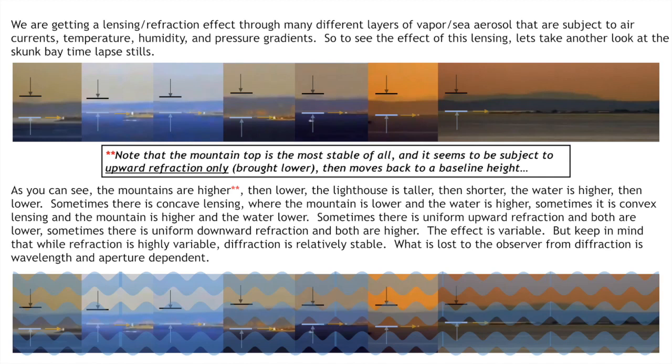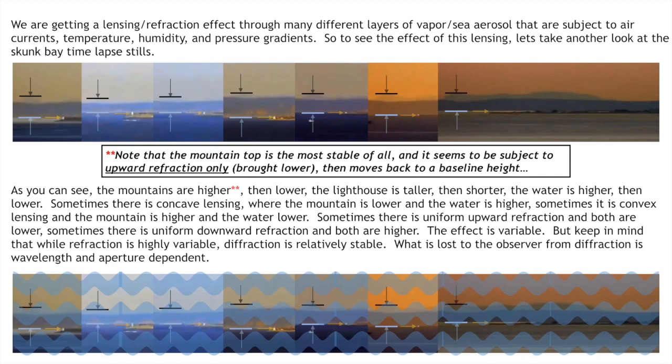So we are getting a lensing or refraction effect through many different layers of vapor or sea aerosol that are subject to air currents, temperature, humidity, and pressure gradients. So to see the effect of this lensing, let's take another look at the Skunk Bay time-lapse stills and just outline or mark out some of the landmarks. So we'll mark a building through, and we'll take some still shots of the time lapse. We'll mark the building as the lighthouse with the yellow arrow, its position, and we'll mark the water line where it meets the shore along that distant mountain range with a blue line, and we'll mark the top of the mountain with a black line.